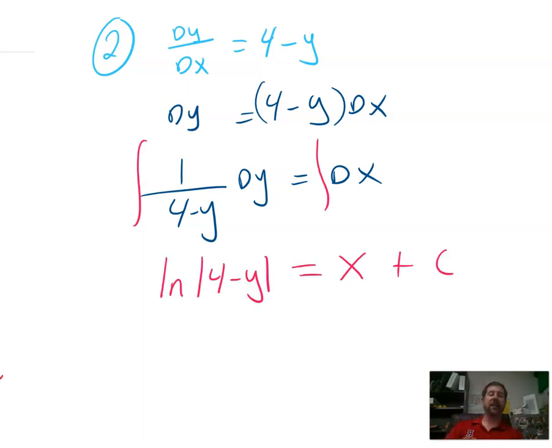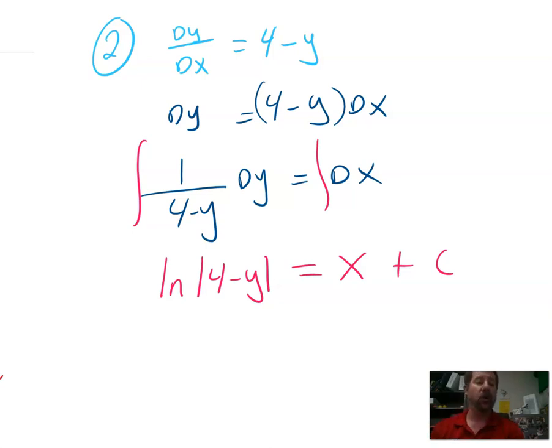So on the left-hand side, 1 over 4 minus y. This is technically a u sub integration. You would say u is 4 minus y, and so the antiderivative of 1 over u is ln of u. I'm not writing out my u sub, and if you are feeling comfortable enough, you do not have to either. Although if you are confused, write out your u sub. Say u equals 4 minus y, du equals negative 1 dy, and set that up.